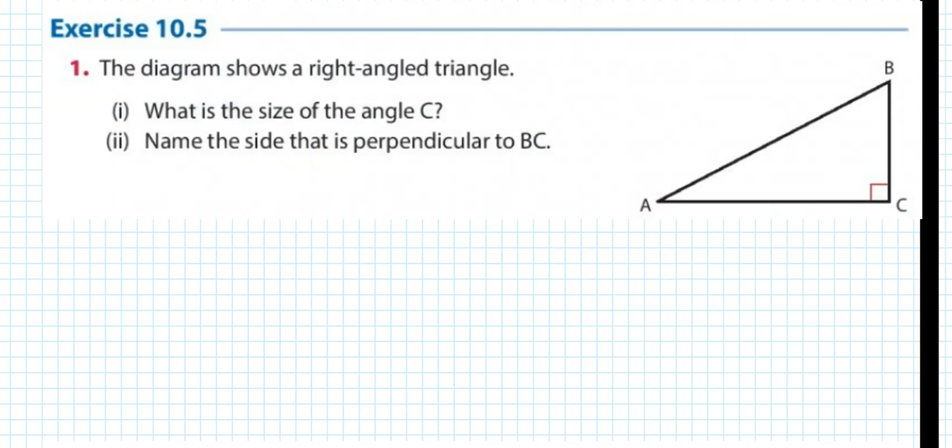So just talking you through a few example questions then. What's the size of angle C? You can see that the angle C is 90 degrees. So 90 degrees. Name the side that is perpendicular to BC. So BC is here. What's perpendicular to it would be AC.